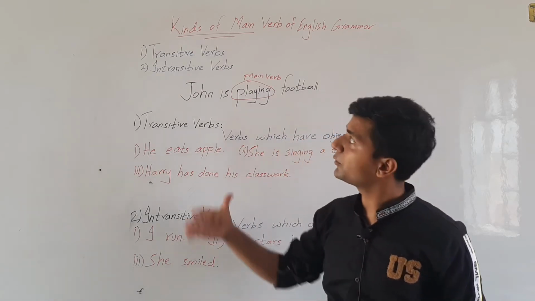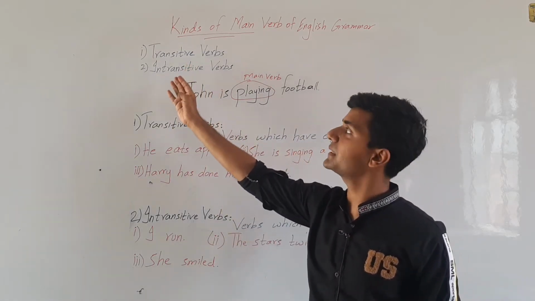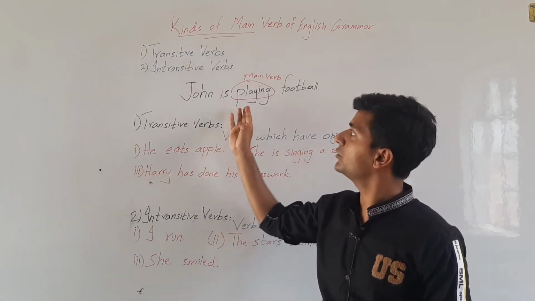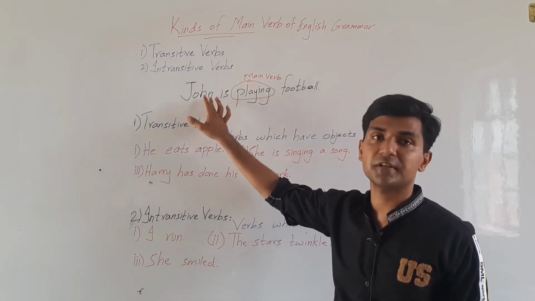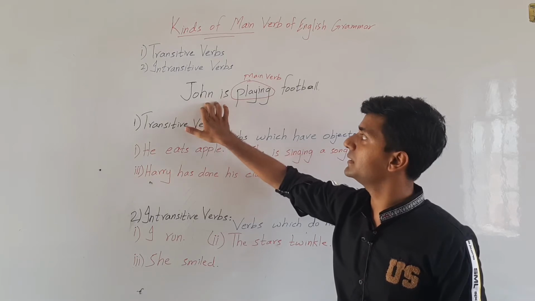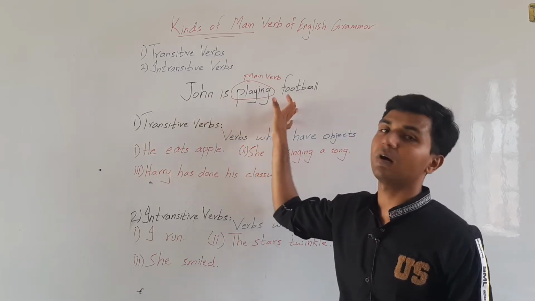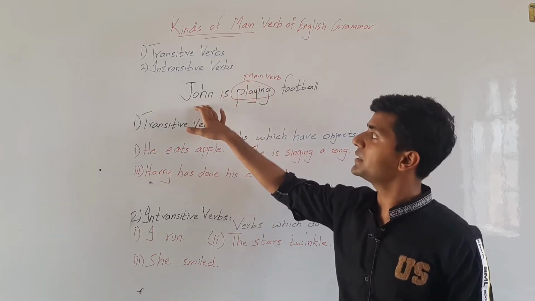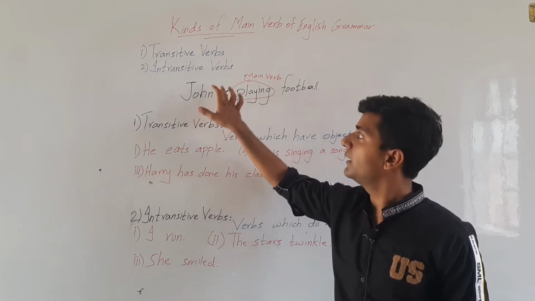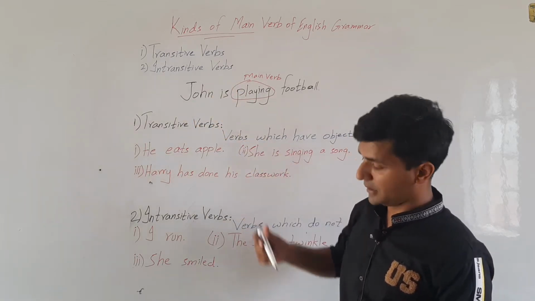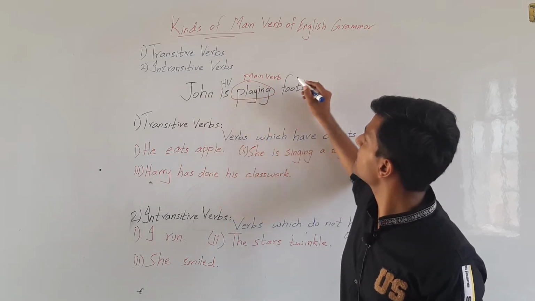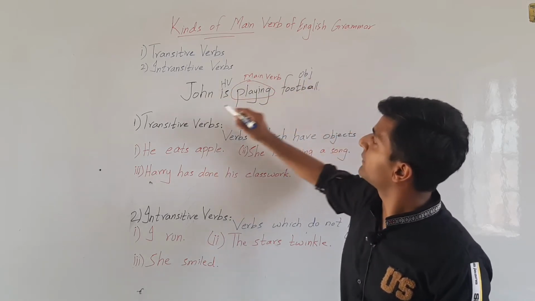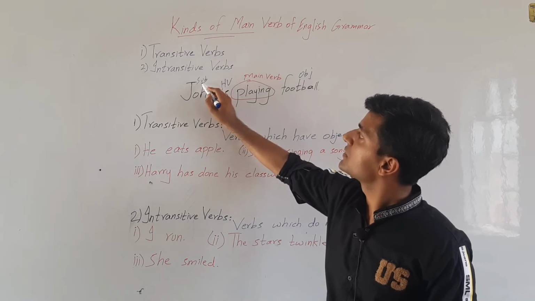Before telling you about transitive and intransitive verbs, let me tell you about the main verb. What is the main verb in a sentence? We have an example here: John is playing football. Here John is the subject, is is the helping verb, and the main verb is playing.